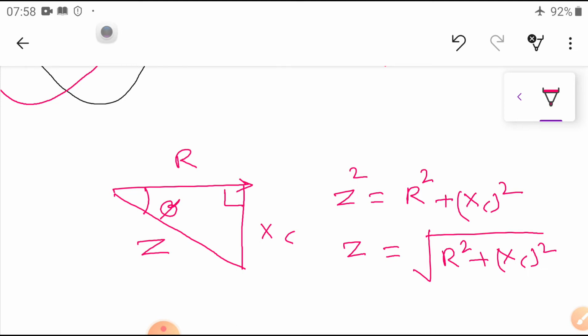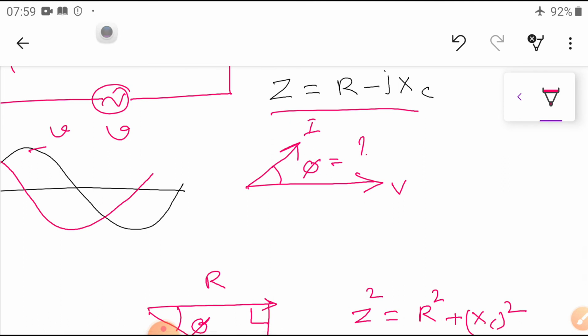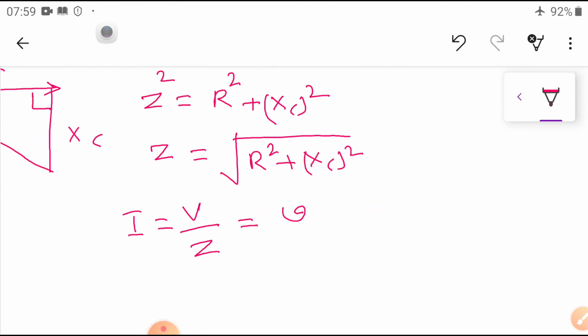If you know Z, I can find the current. So current is equal to V by Z. Okay, V is given, substitute it. V is equal to V max sine omega t. Okay, so whatever V is given, and Z we calculated from here, we are going to get the current in amps.